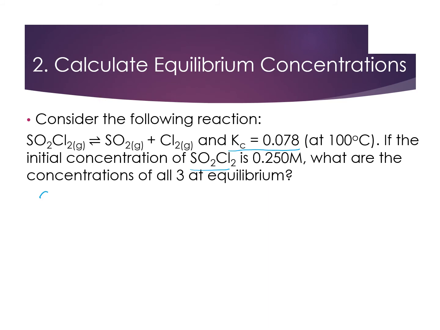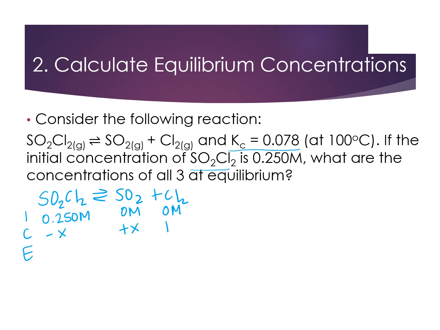So the first thing I'm going to do is set up my ICE chart. I already have my balanced chemical equation, so I'm just going to rewrite it. I don't have to balance or anything. And then my initial concentrations: nothing tells me that there's any product. Because there's no product and only reactant, we are, of course, going to shift right. So my change column is minus x and plus x. Now I'm going to combine my I and C rows to equal my E row. 0 plus x is just x, and 0 plus x is just x.